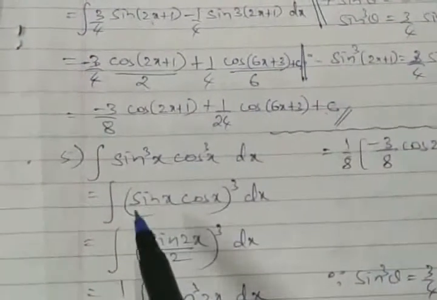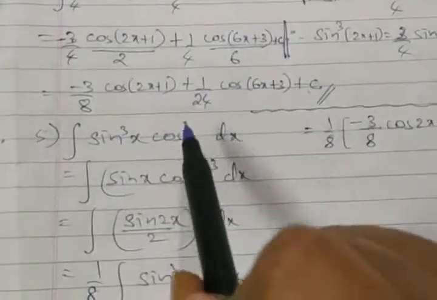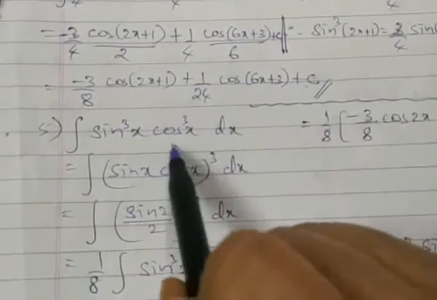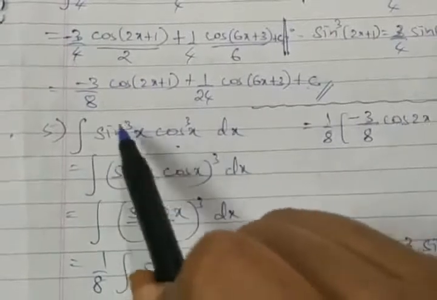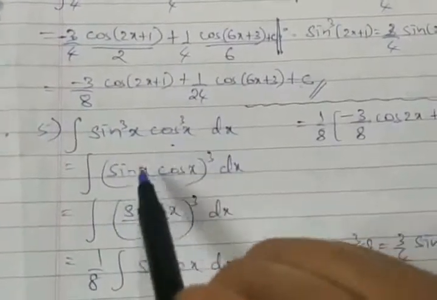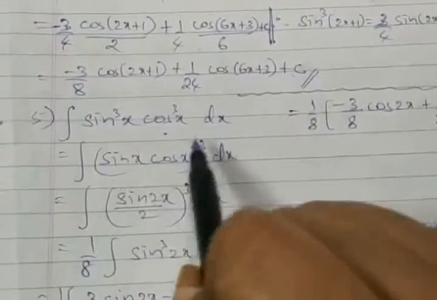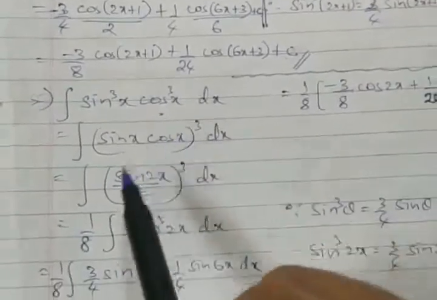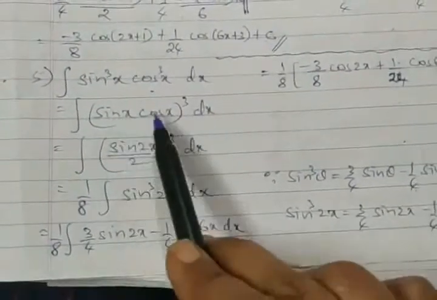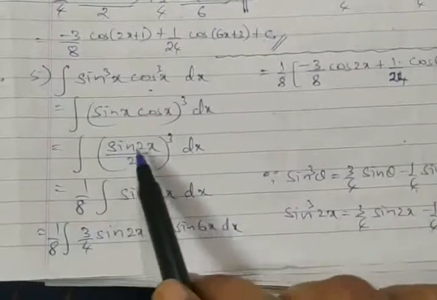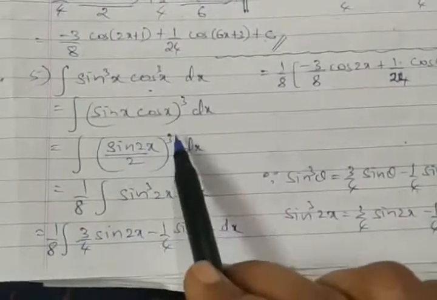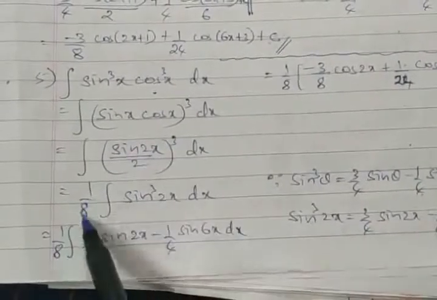Next question: here we find integration of sine cube x into cos cube x. So whenever I find sine x cos x, the angle remains the same and the powers are the same, I can very well think about sine x into cos x whole cube. The best option I find here. So of course sine x cos x can be taken as sine 2x by 2 whole cube. So 2 cube is 8, so 1 by 8.